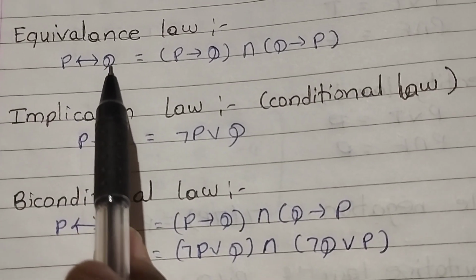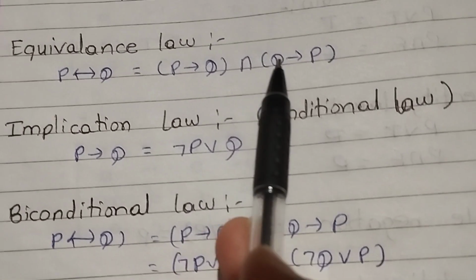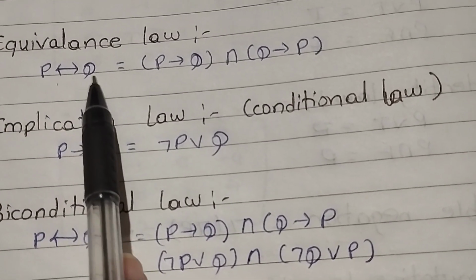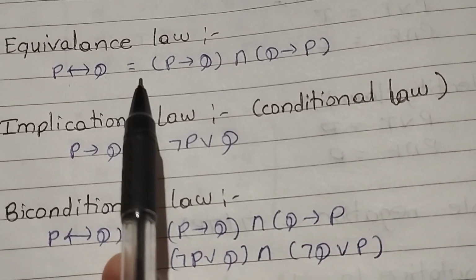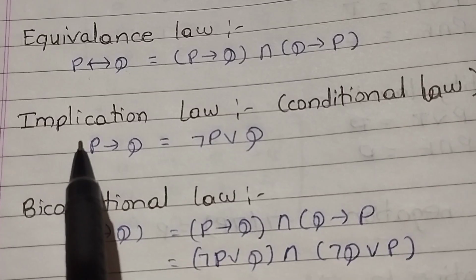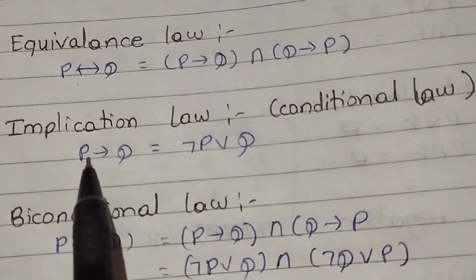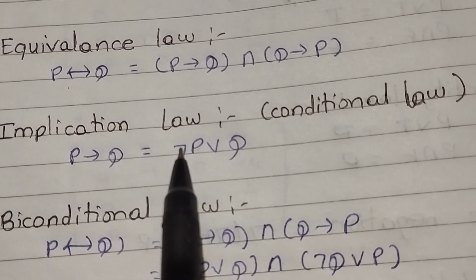P biconditional Q, we write P conditional Q and Q conditional P. First write P conditional Q and Q conditional P. This is the equivalence or biconditional law. Now the implication law or conditional law. P conditional Q means negation of P or Q.